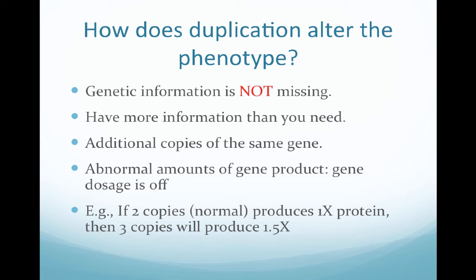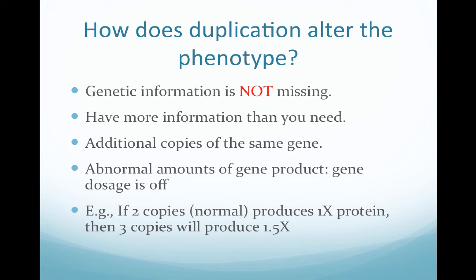All right, so how does duplication alter the phenotype? And this gets a little bit convoluted, and it's a little less straightforward than a deletion, because genetic information with duplication is not missing. There's just extra copies of it. So you have more information than you actually need.